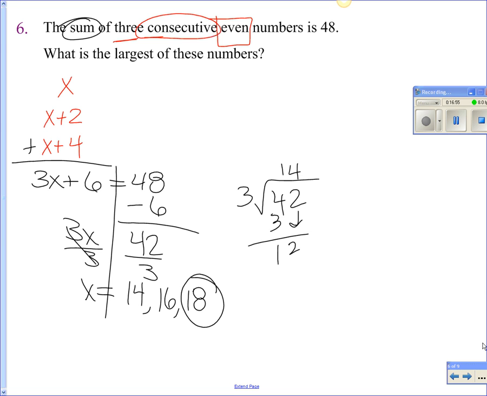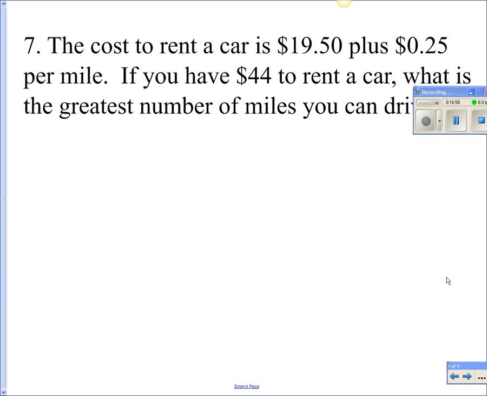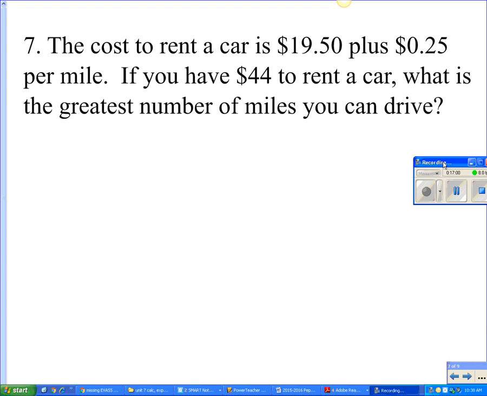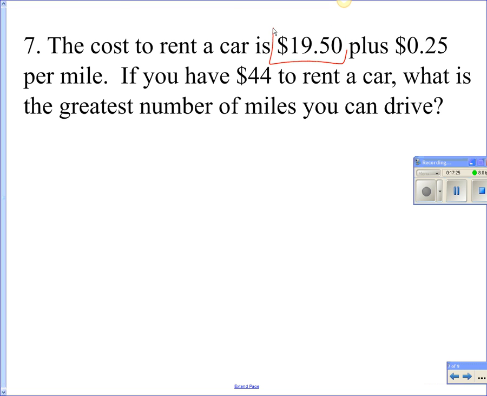All right, last 2. Change it up a little bit. These are just kind of common sense problems. The cost to rent a car is $19.50 plus 25 cents per mile. If you have $44 to rent a car, what is the greatest number of miles you can drive? Okay. Natasha, tell me one thing that we need to pull out of this word problem. One piece of information. The cost just to rent the car is $19.50.